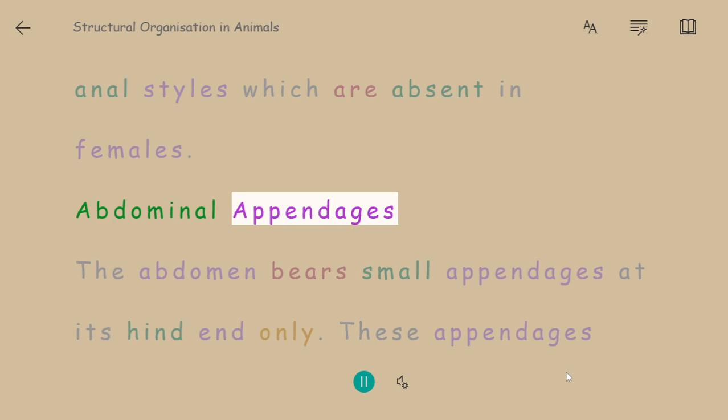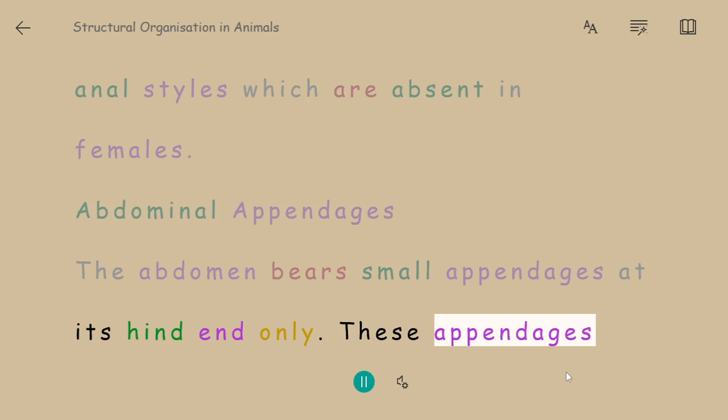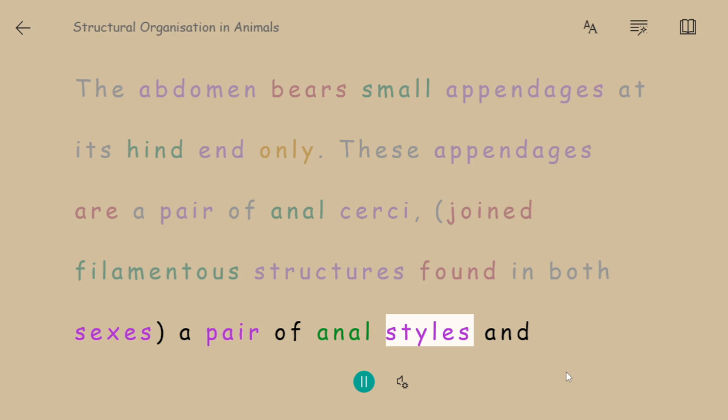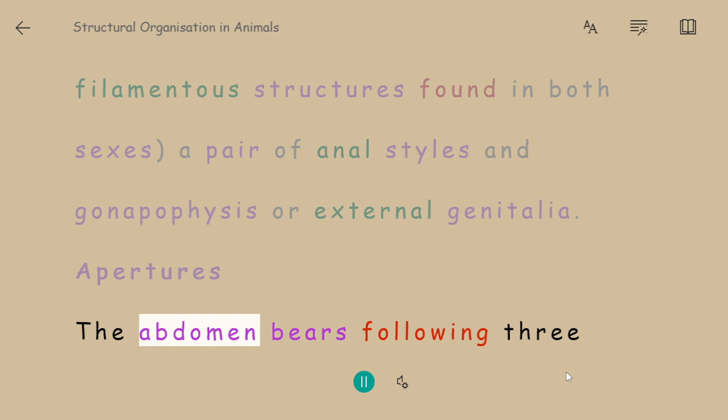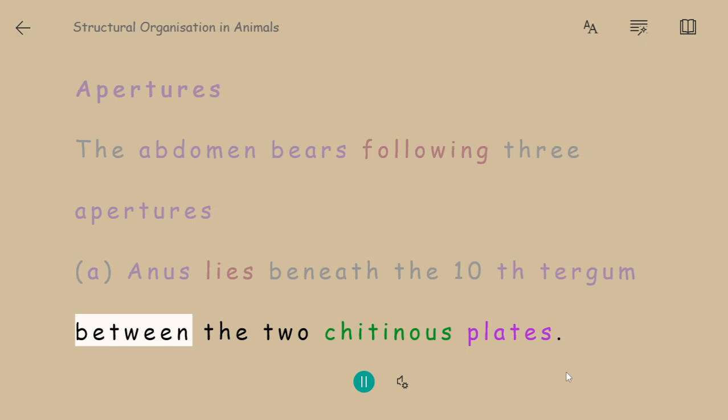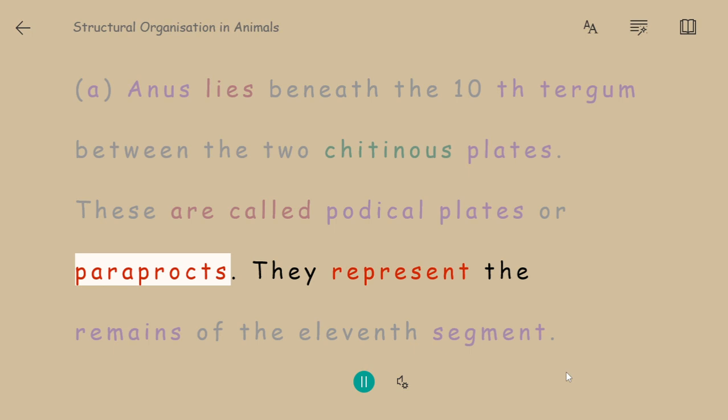Abdominal appendages. The abdomen bears small appendages at its hind end only. These appendages are a pair of anal cerci, jointed filamentous structures found in both sexes, a pair of anal styles, and gonapophysis or external genitalia. Apertures. The abdomen bears the following apertures. A. Anus lies beneath the 10th tergum between the two chitinous plates. These are called podical plates or paraprocts. They represent the remains of the 11th segment.